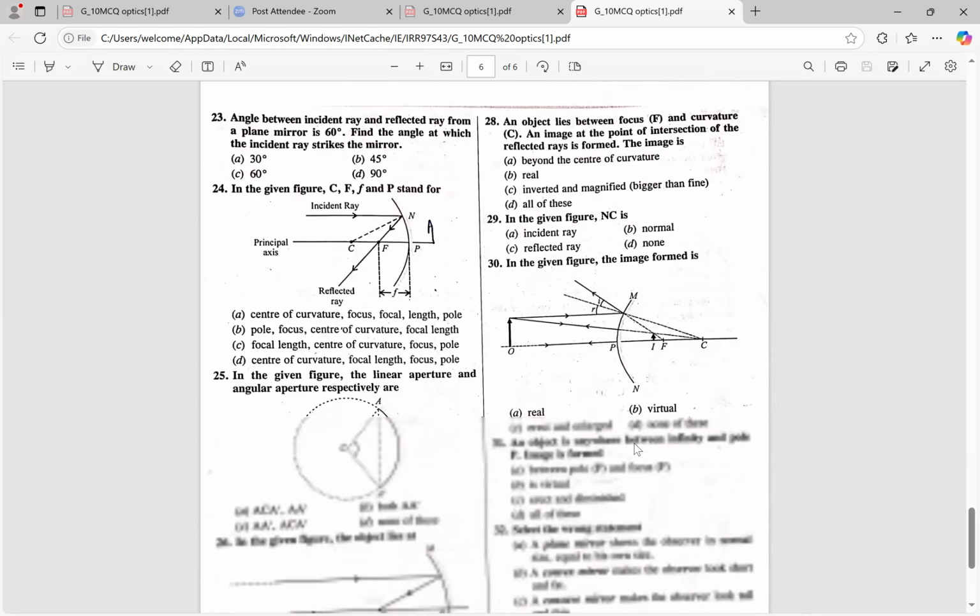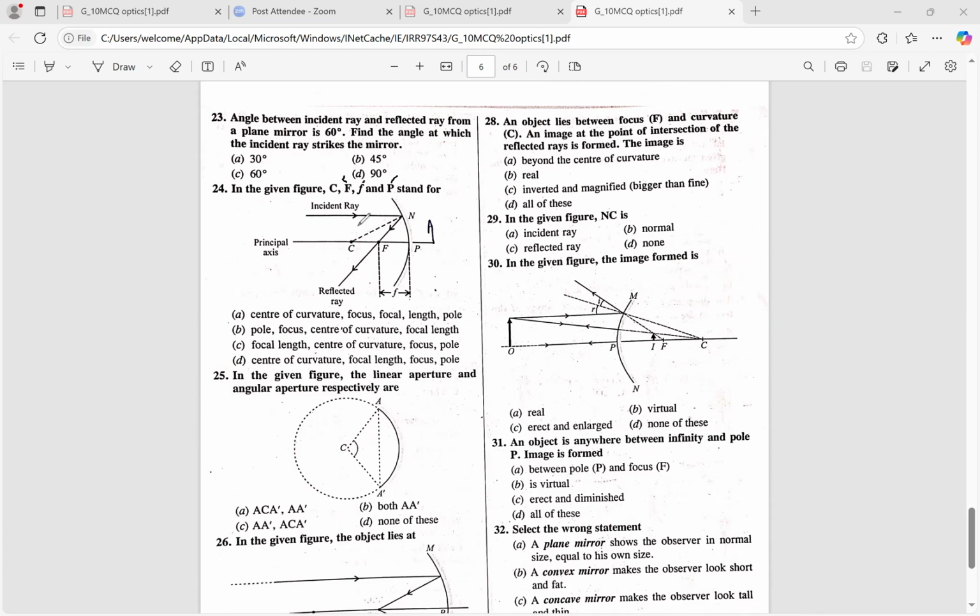And question number 23, again you can see the question number 23. This diagram is given in the figure, CF small f. You know the difference between capital F and small f. Capital F is the principal focus and small f is the focal length. P is the pole, principal axis, incident ray, center of curvature, principal focus, focal length, pole, reflected ray. And they ask in the question, what do C, F, P stand for?